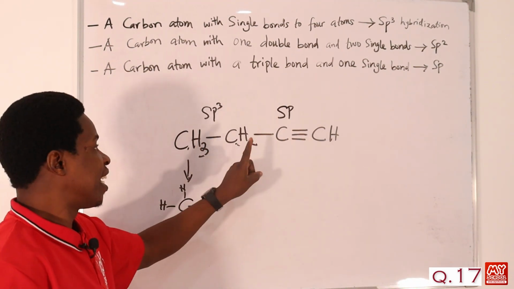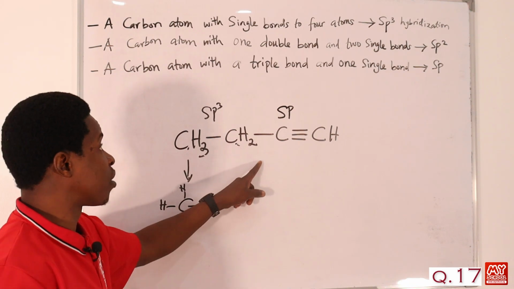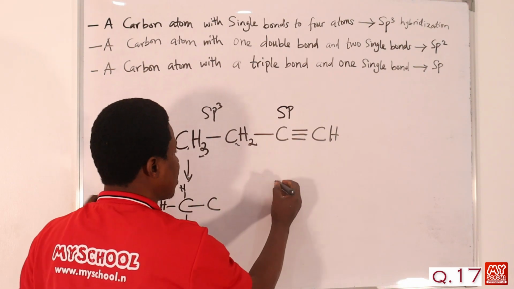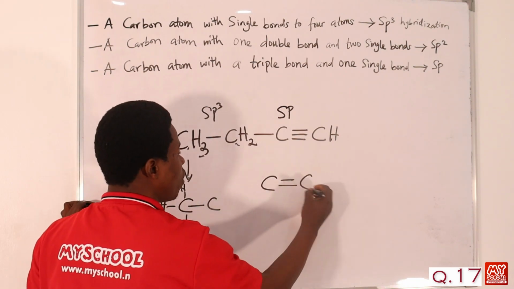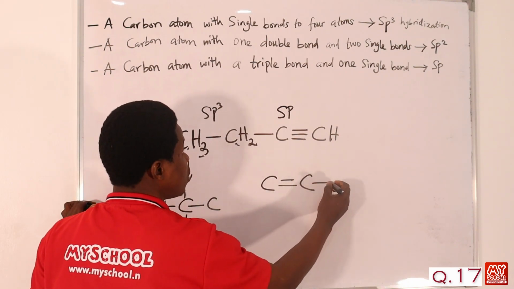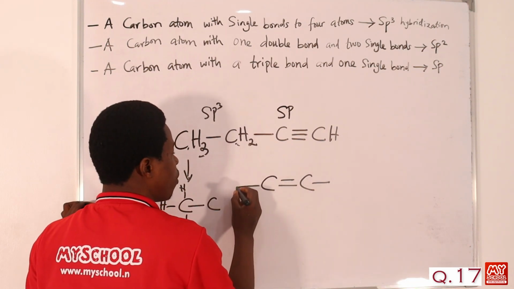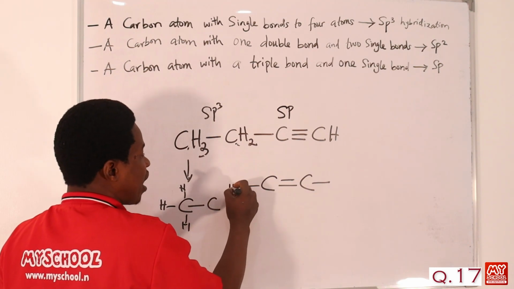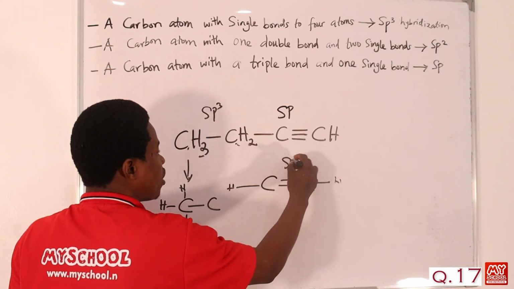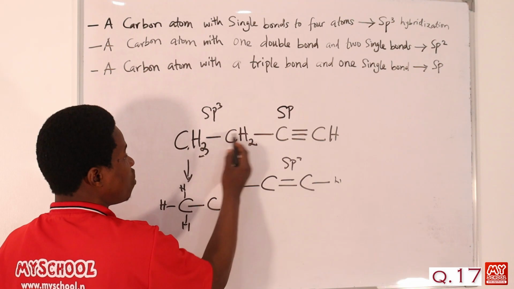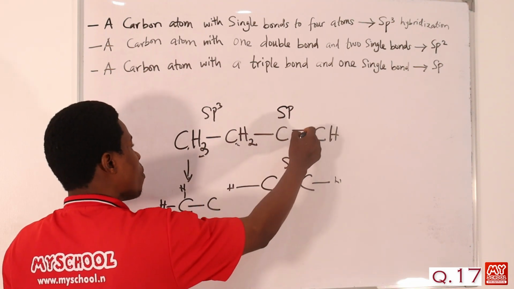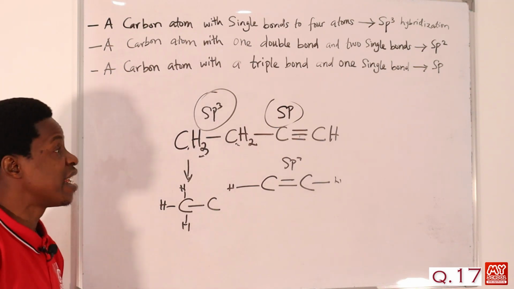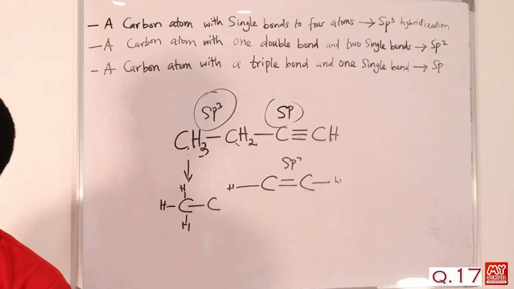But if we had a carbon double bond with 2 single bonds, maybe 1 on this side and 1 on this side, to another atom, maybe hydrogen and hydrogen, what we have here would have been sp2, but we don't have that here. We just have single bond, then single bond, triple bond. So we have sp3 and sp hybridization. Let's move back to the screen and see.